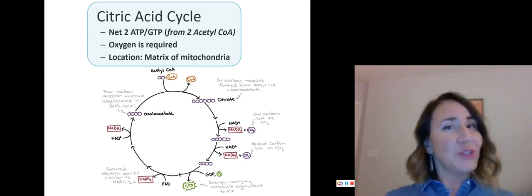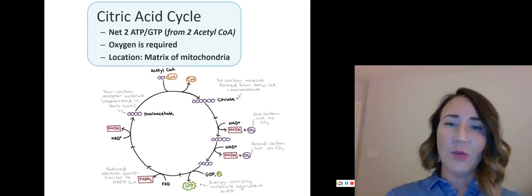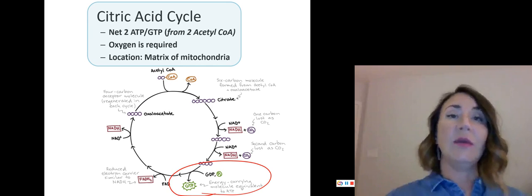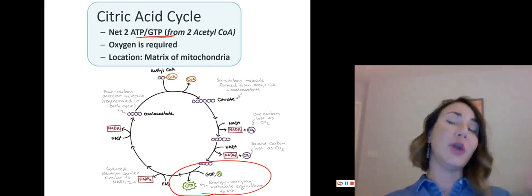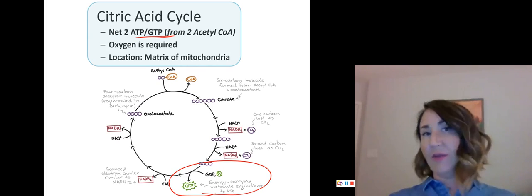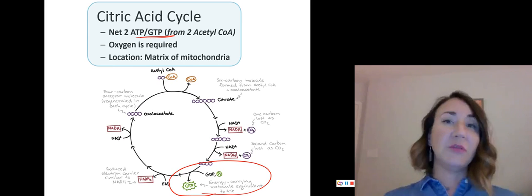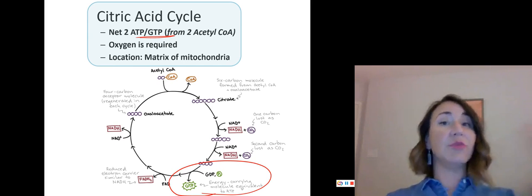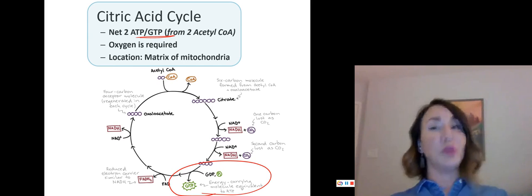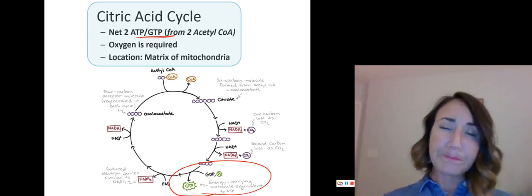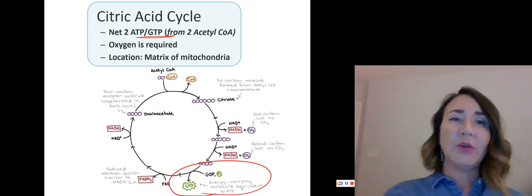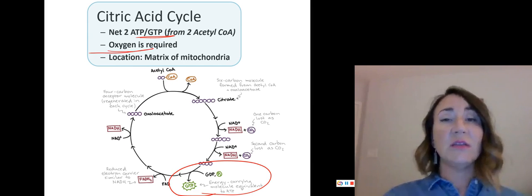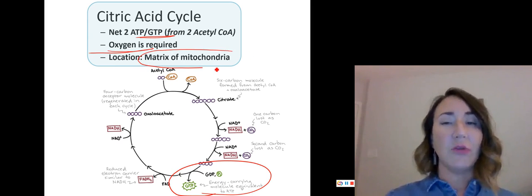And so at the conclusion of the citric acid cycle, you are going to get 2 ATP, and essentially those are in the scenario of GTP, guanosine triphosphate, or adenosine triphosphate. And so that's from the conversion of 2 acetyl-CoA, because before we had 2 pyruvate, which are made into 2 acetyl-CoA. The citric acid cycle does require oxygen, and so you must have oxygen, and this is going to take place in the matrix of mitochondria.